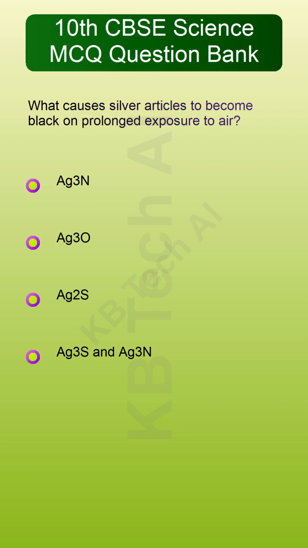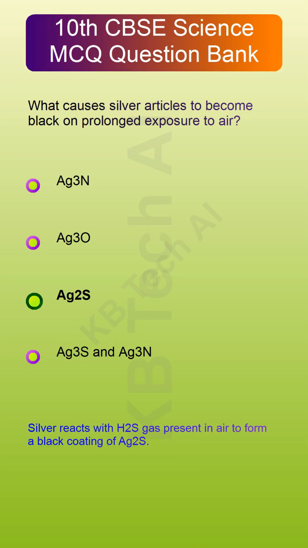What causes silver articles to become black on prolonged exposure to air? Option 1, Ag3N, Option 2, Ag3O, Option 3, Ag2S, Option 4, Ag3S and Ag3N. The answer is Option 3, Ag2S.